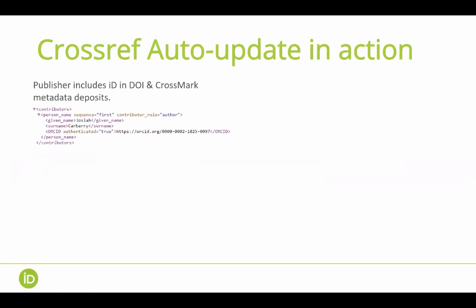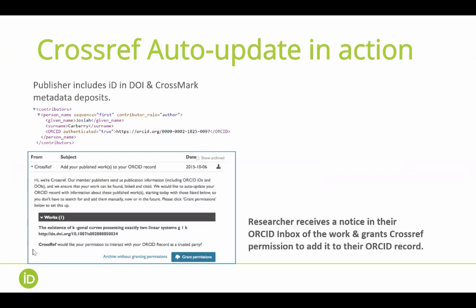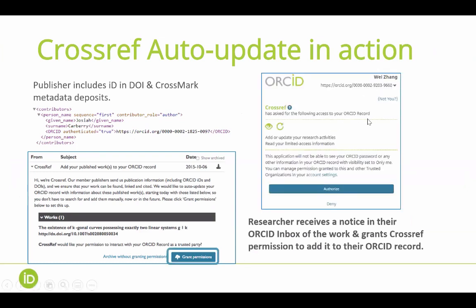And here I just want to reiterate the Crossref auto-update in action. Publishers are also Crossref members. You can include the ORCID iD when you deposit your DOIs in the metadata section, and then researchers will receive a notice when they log into their ORCID record to let them know that Crossref is going to help update their research activities with Crossref DOIs.